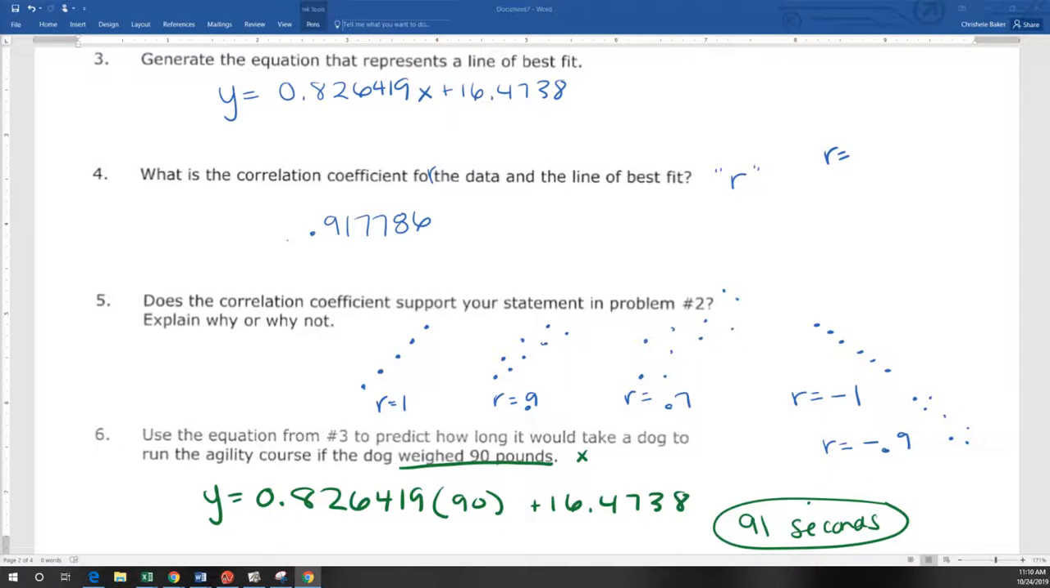This is part 2 of the linear regression scatter plots, association, and causation video.